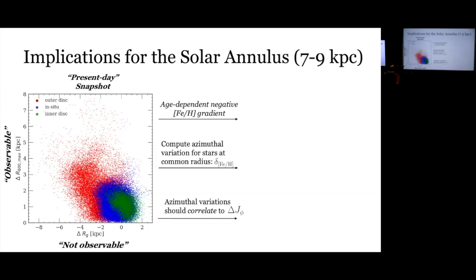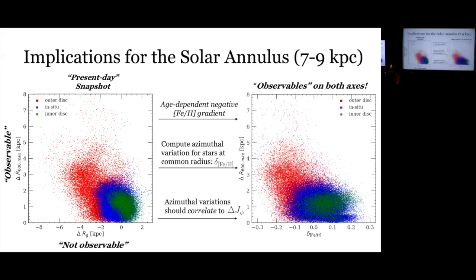If the dominant trend in your disk is a negative metallicity gradient, then inward migrators should on average be more metal poor, and the outward migrators from the inner disk into your solar annulus should be more metal rich. So if we swap out that x-axis here, which is the change in guiding center, with the azimuthal variations, we're still able to retain this trend that we saw earlier between the x and y axis, but in terms that describe present day properties of the stars within the solar annulus.